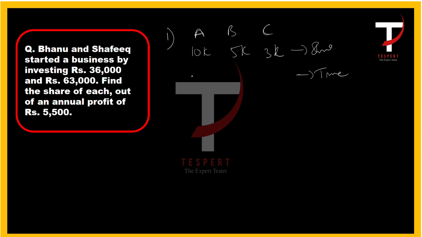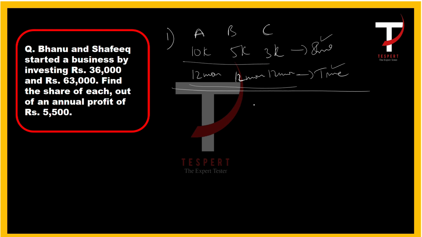A invested for 12 months, B and C also invested for 12 months. So in this case, how is the profit divided? Which one will be considered, whether investment is considered or time is considered? As the time period is the same, investment is considered, so the profit is divided according to the investment. So A gets higher profit than B, and B gets higher profit than C.